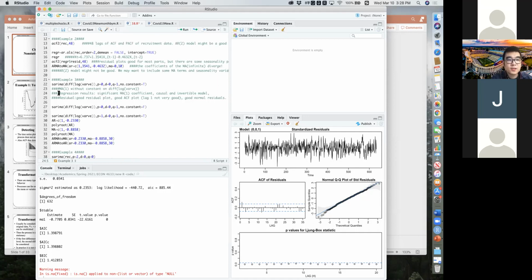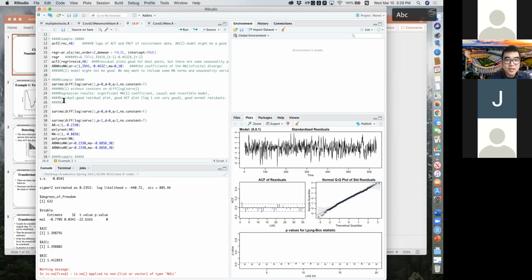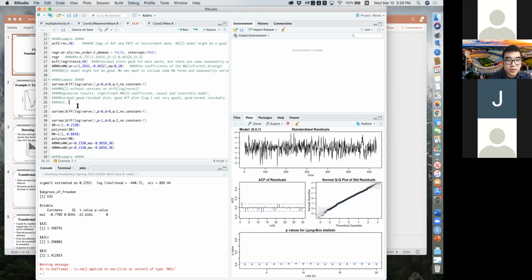Okay. So in this part I check the coefficients, whether they are significant or not significant. I check whether it is causal or invertible. And this checks the residuals. Finally, we can record the AIC and the BIC for our future use. So the AIC of this model is 1.39399, and the BIC is 1.413.